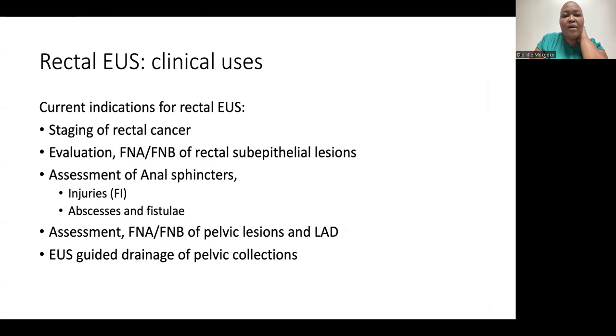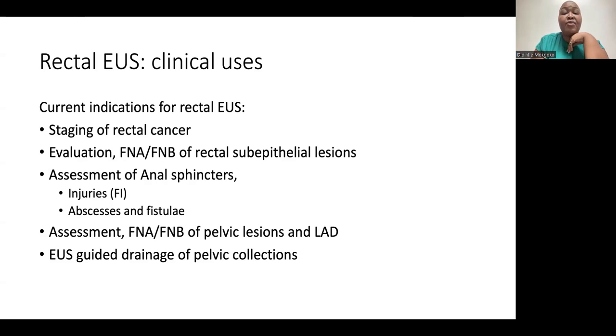So when we talk about rectal EUS, there are a couple of indications, a couple of patients where you're going to have to go in with the rectal EUS and be able to advance the diagnostic or therapeutic management of those patients. These are going to be patients where you're staging rectal cancers and trying to decide about local resection, or if it's surgical intervention, the type of surgical intervention that the patient needs.